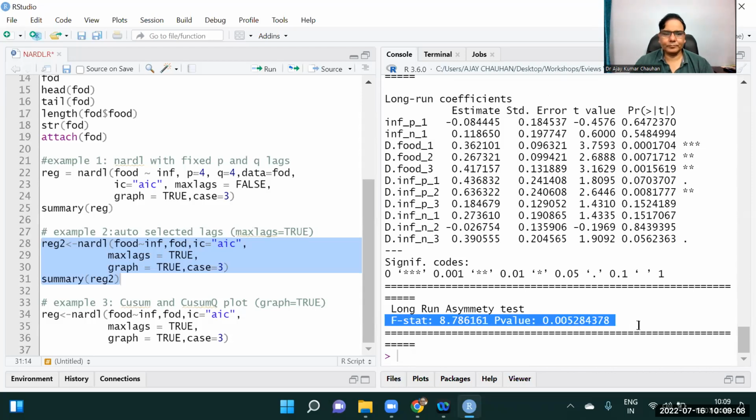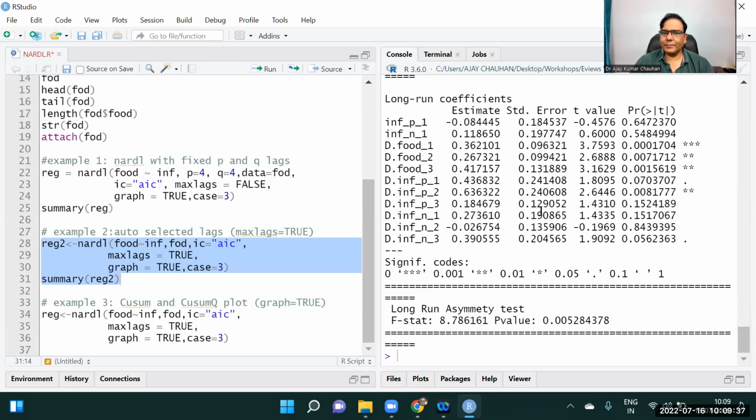So long-term asymmetric effect is found to be significant. So you can say there is an asymmetric effect on the dependent variable. So it means that the distributed lag or long-term effect from X on Y is asymmetric.